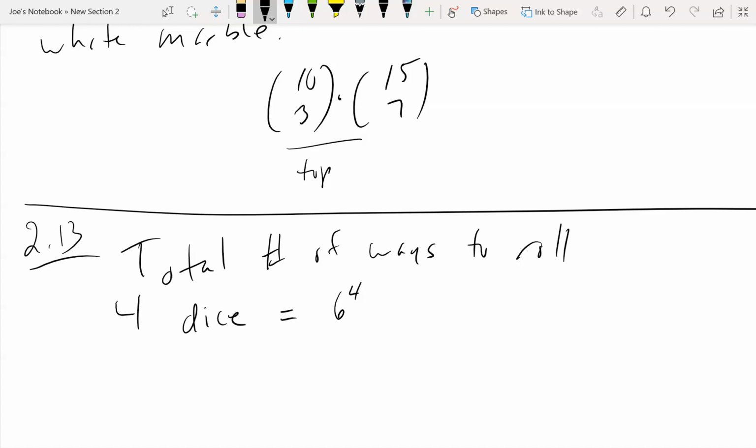All right. So what I wrote on the board is the total number of ways that you can roll 4 dice, right? There's 6 ways to roll the first one, 6 ways to roll the second one, 6 ways to roll the third one, 6 ways to roll the fourth one. So that's 6 to the 4. Your denominator needs to be 1296.